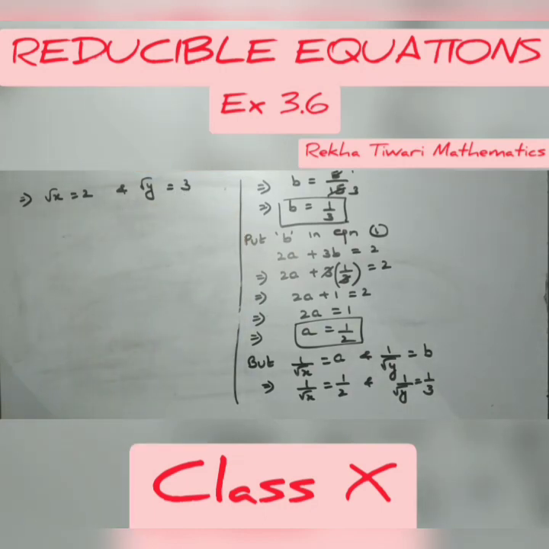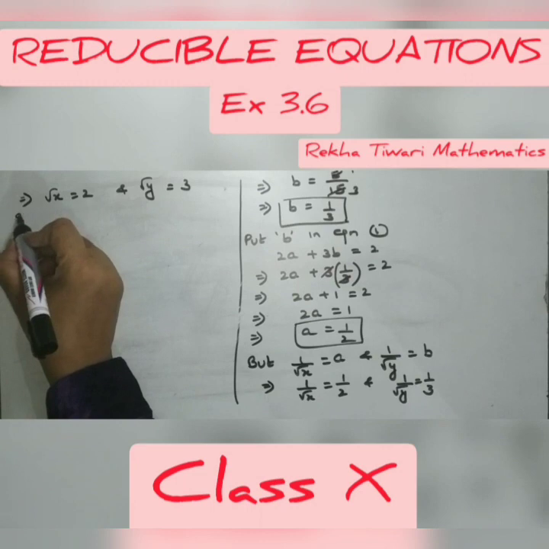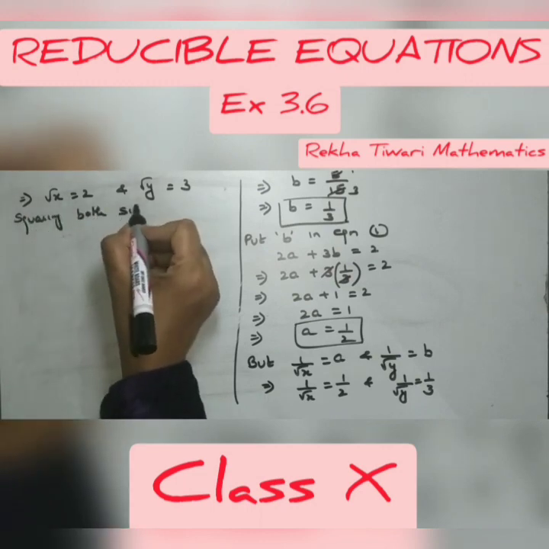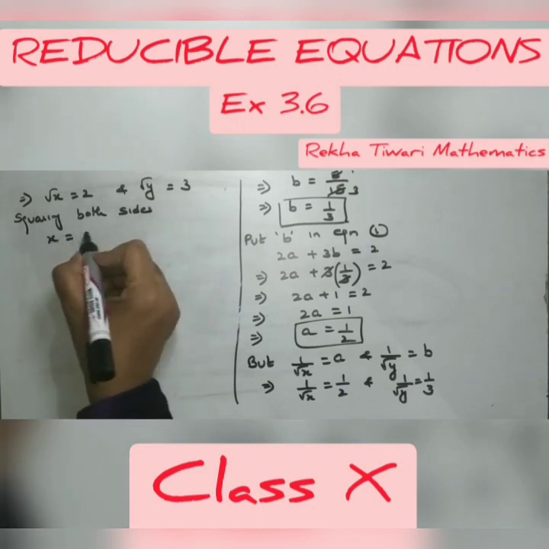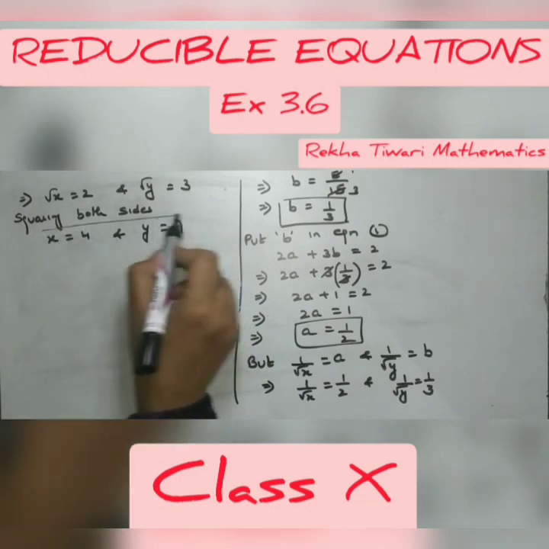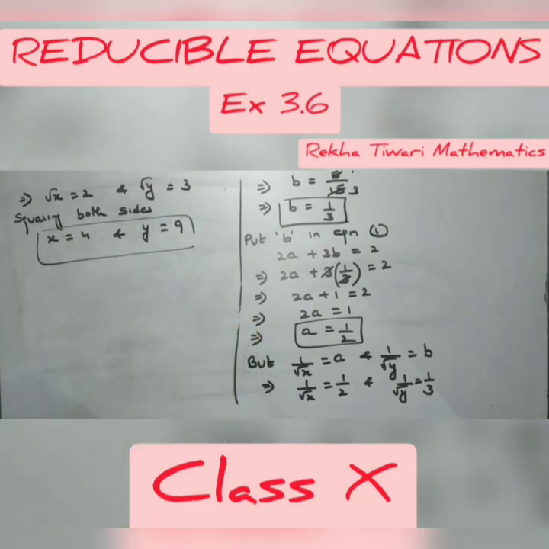Now to get x and y, squaring both, we get x is equal to 4 and y is equal to 9. So these are the solutions for the given equation. X is equal to 4 and y is equal to 9. Similarly, you can do third part yourself. Come to fourth part.